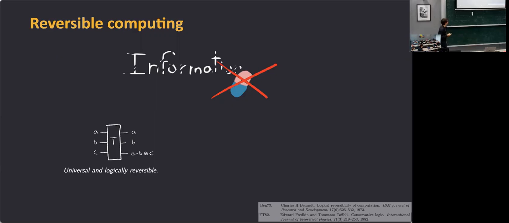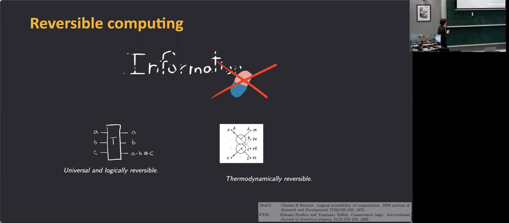meaning that, for example, using a Toffoli or Fredkin gate, you can transform any irreversible circuit using AND and NOT gates, for example, into a reversible circuit. And it's the same for Turing machines. It's possible to define Turing machines such that they never erase information.